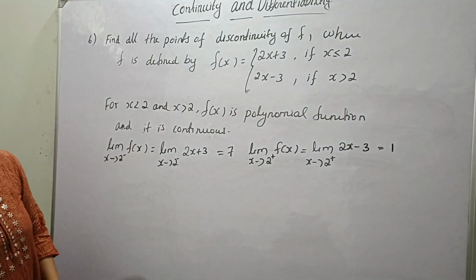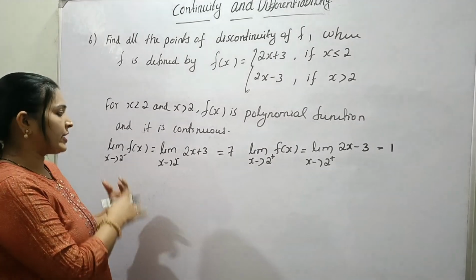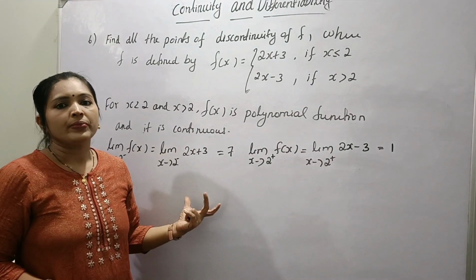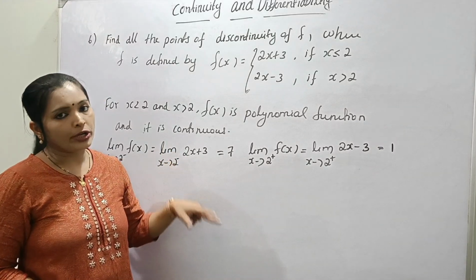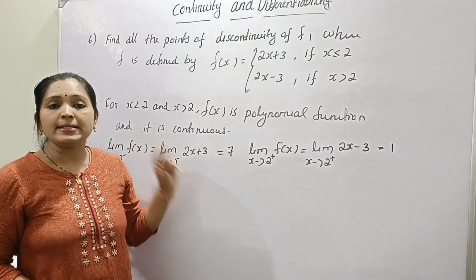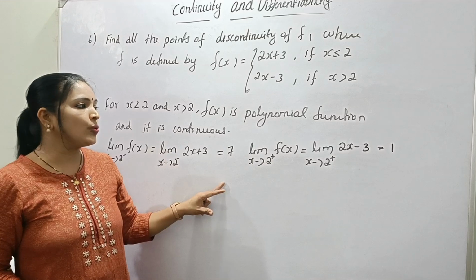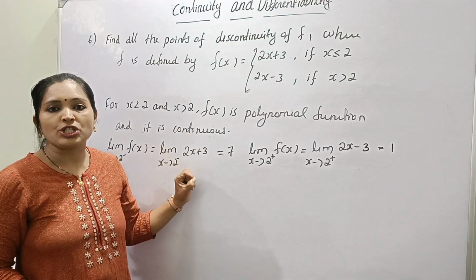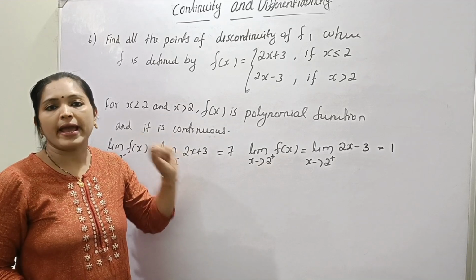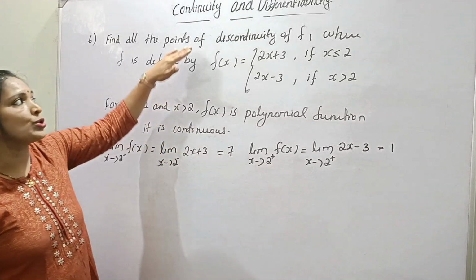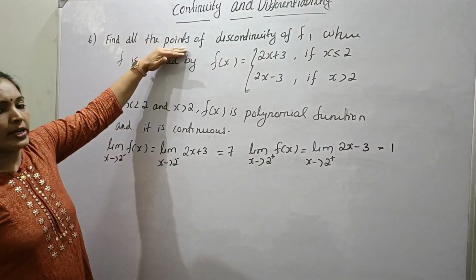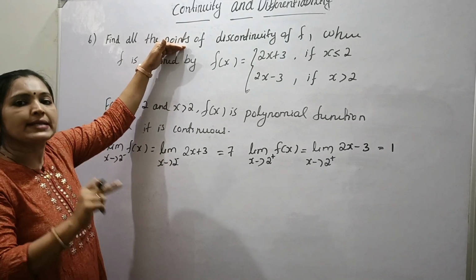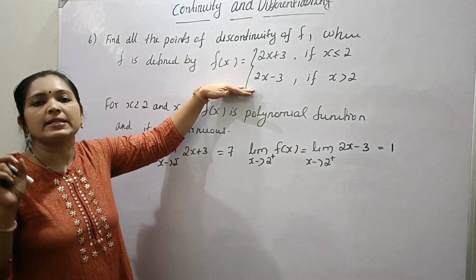See here, what we have got? Left hand limit is 7. Right hand limit is 1. Therefore, here the left hand limit is not equal to the right hand limit. Hence, limit x tends to 2 of f of x does not exist. Therefore, this function is not continuous at x is equal to 2. That's our question: find all the points at which the function is discontinuous. So here at x is equal to 2, the function is discontinuous.